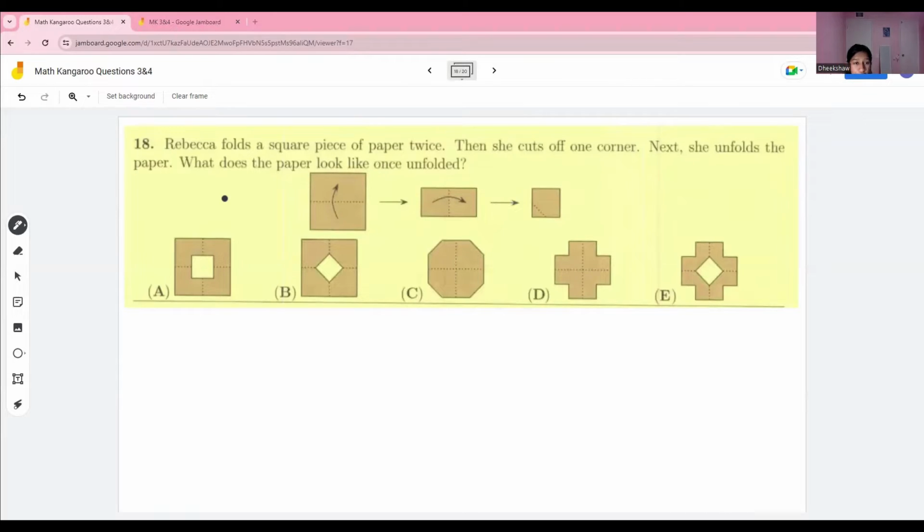Rebecca folds a square piece of paper twice. Then she cuts off one corner. Next, she unfolds the paper. What does the paper look like once unfolded?